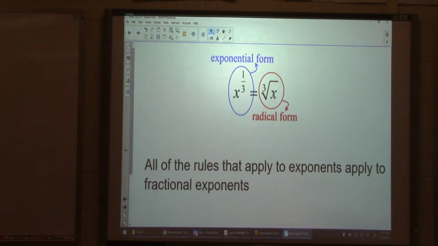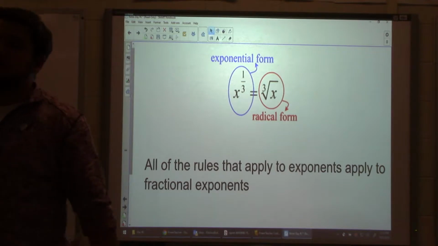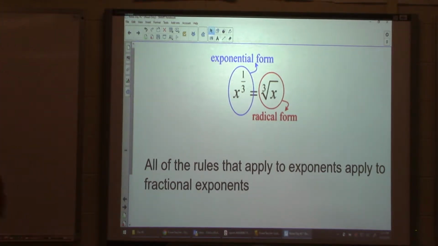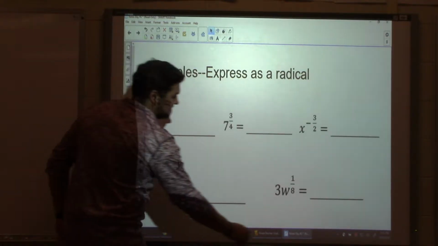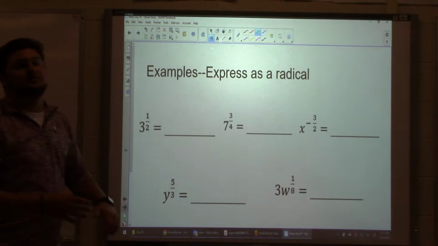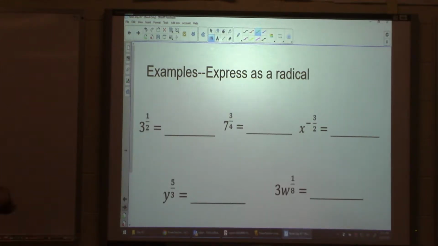Same stuff. You multiply two numbers, we still add their exponents. Power to a power, multiply their exponents. Negative exponent, flip it to the denominator, or to the numerator if it's in the denominator, to make it a positive exponent. All the same rules still apply. So, let's try some. Right now it just wants us to express it as a radical. That's it. We don't need to do any simplifying. We just want to express it as a radical.